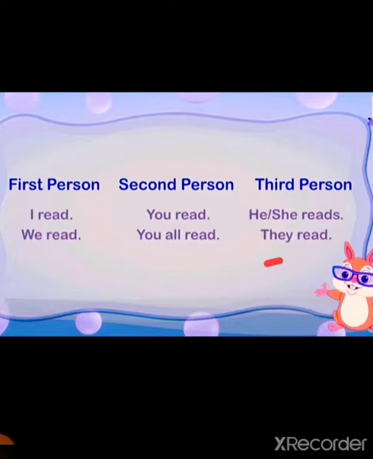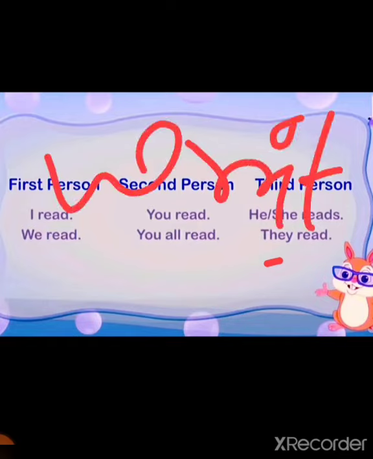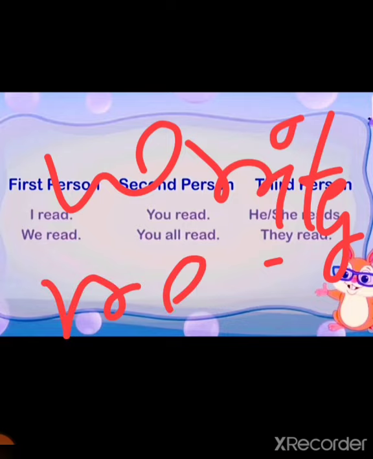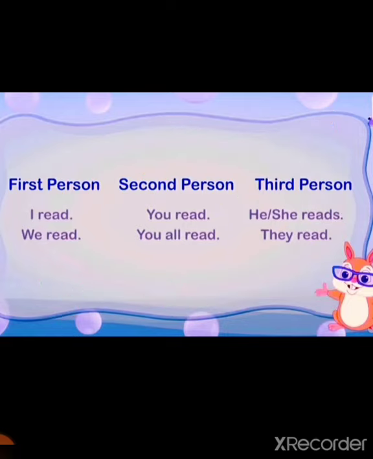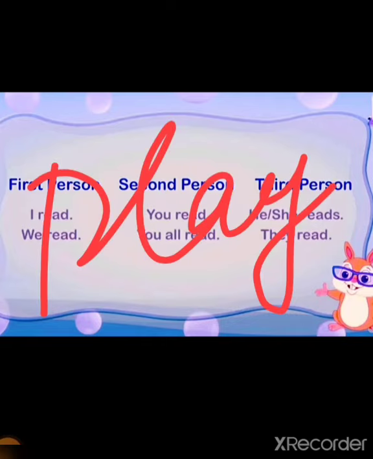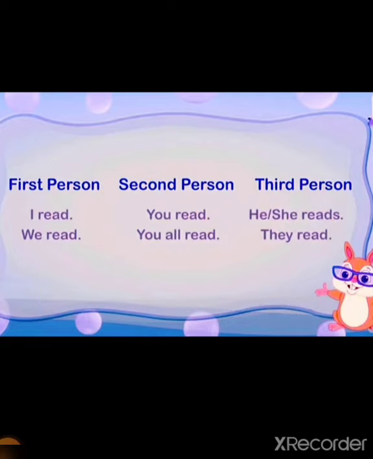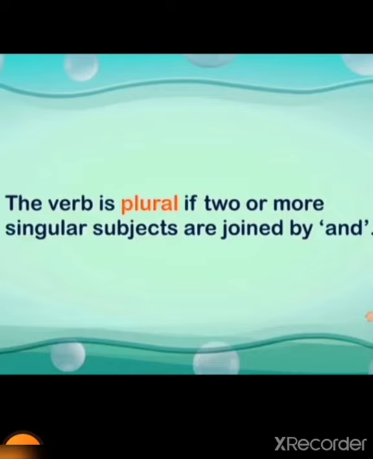You will add s or es after the main verb, like writes: she writes a letter, she reads, she plays, anything. Okay, so we will write in this way. Understood? But in past tense we will not add. In plural number we will not add s or es after the main verb. Remember this. So the verb is plural if two or more singular subjects are joined by and.